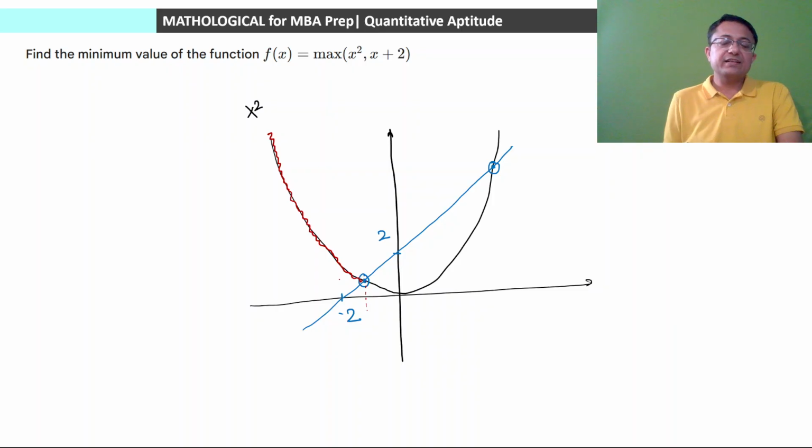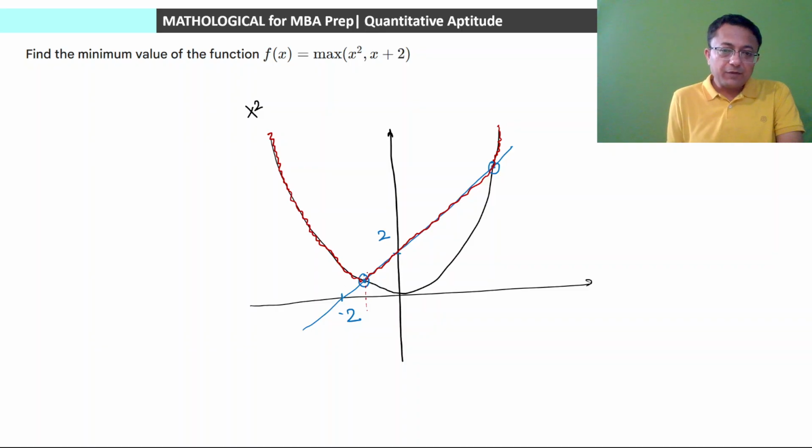Between the first and second intersection point, our line x plus 2 is greater than x square. Fx will be equal to x plus 2. And after the second intersection point, again, our fx will be equal to x square only. So this will be our graph.